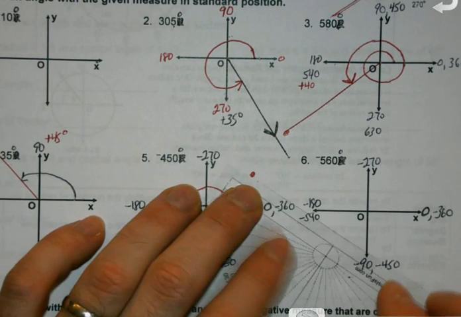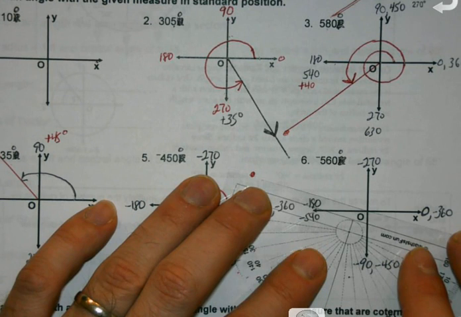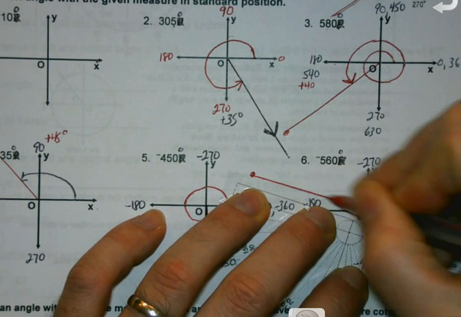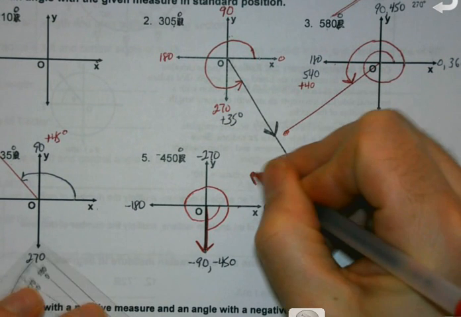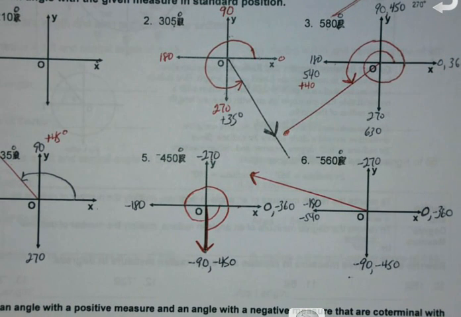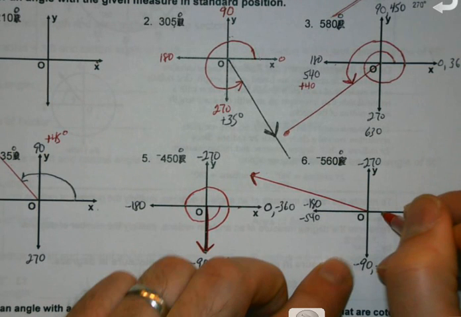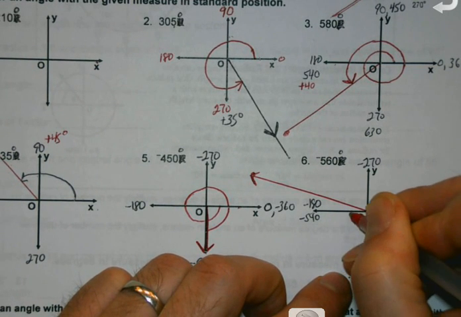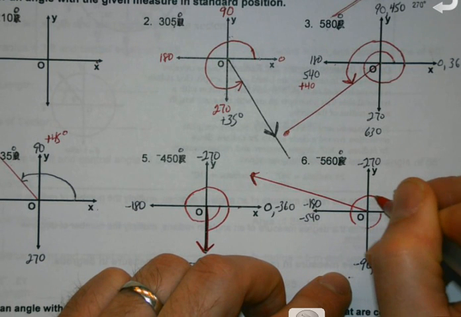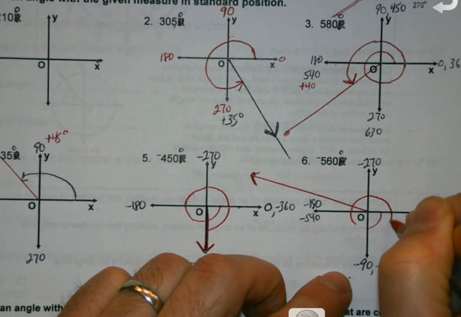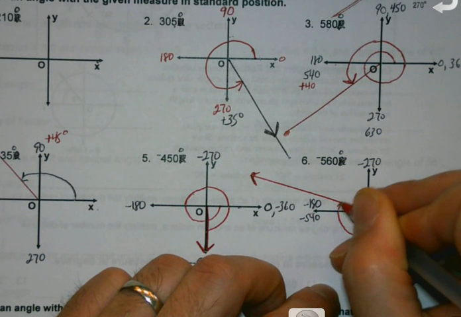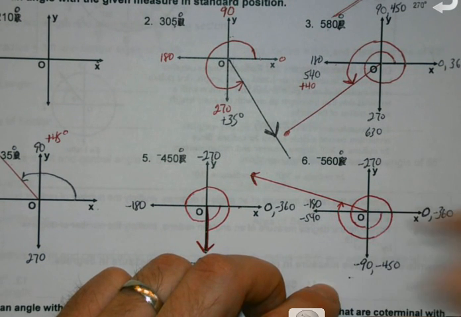And again, I'm not looking for absolute degree perfection, but as long as you're close, we'll be happy here. So there's my terminal side. And again, whenever it's negative, we're going clockwise. So we're negative 90, negative 180, negative 270, negative 360, negative 450, negative 540, and stop there at negative 560.